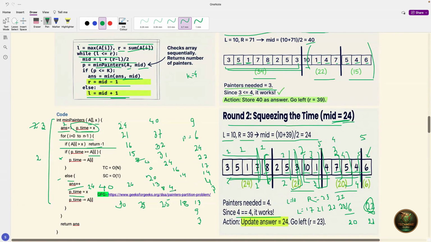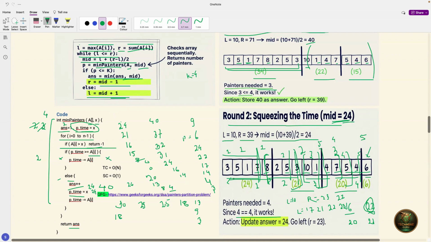And with this 4 units left for the current painter, we cannot paint 6 units of board. So this condition will fail and our code will come to this block. Again, answer will become 4. Now our fourth painter will start. Now again, the time allocated to the fourth painter will be 24. And finally, from his 24, 6 units of time will be taken to paint this board. So our answer return will be 4 now.